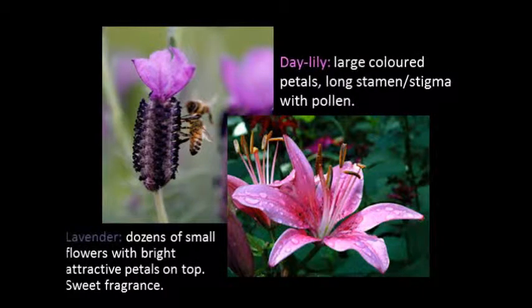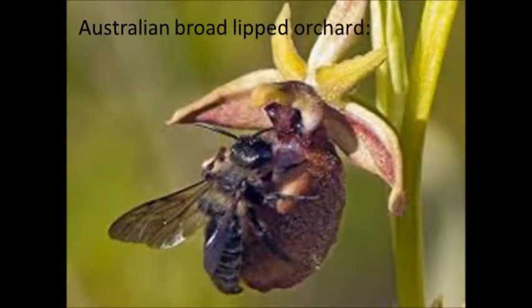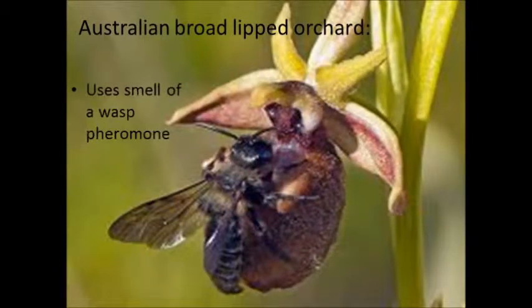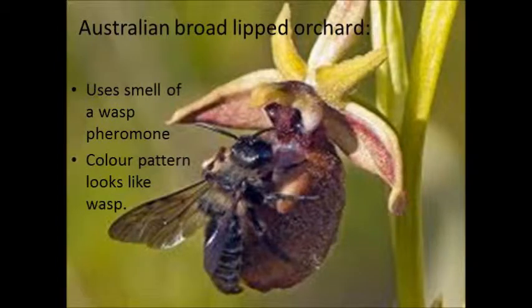Plants such as the lavender and daylily have adapted to use brightly coloured flowers and a sweet fragrance to attract insects. The Australian broad-leaved orchid is an example of a plant that has adapted to use a strong pheromone and its appearance to attract and fool male wasps.